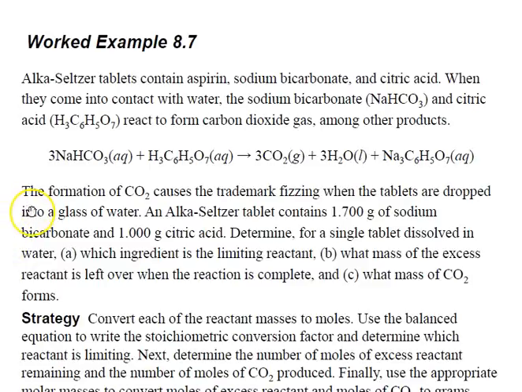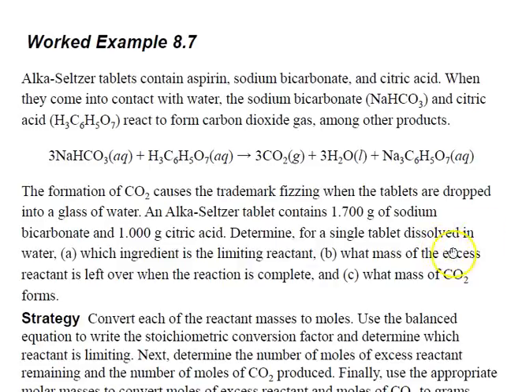Big thing when you put an Alka-Seltzer into water, as many of you probably have done or have seen, you'll form bubbles. So the formation of the carbon dioxide causes the old trademark fizzing when the tablets are dropped into a glass of water. An Alka-Seltzer tablet contains 1.700 grams of sodium bicarbonate and 1 gram citric acid.